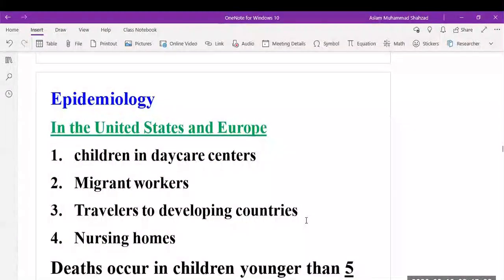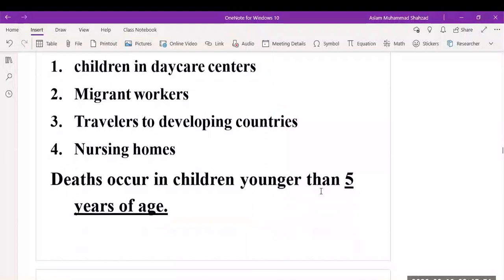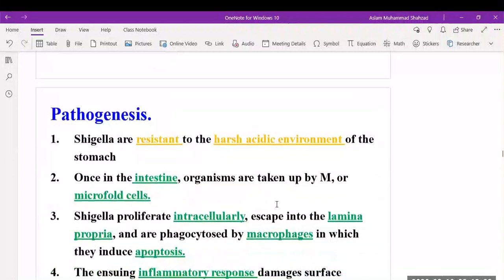In the United States and Europe, it is usually seen in daycare centers, migrant workers, or travelers to developing countries. So it is not common in the US, because this is a disease of developing countries, not developed countries. It usually occurs in poor sanitary conditions and in children younger than age 5. So if the patient is a young child, it could affect them more.